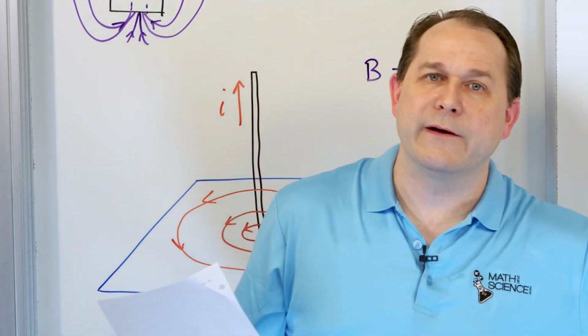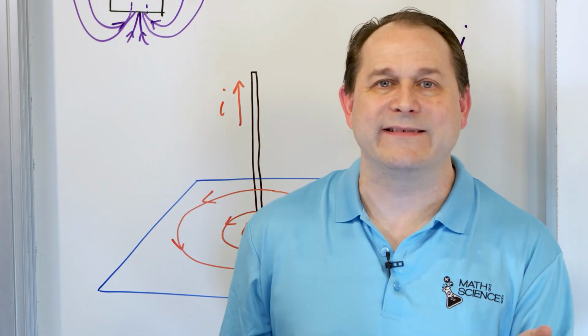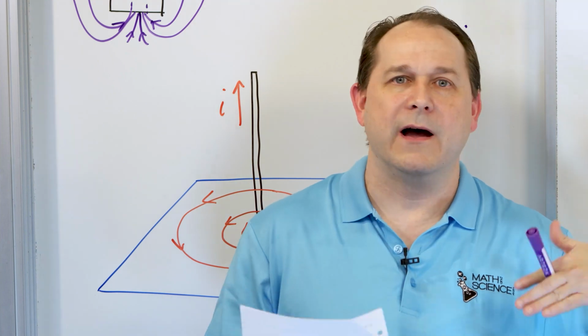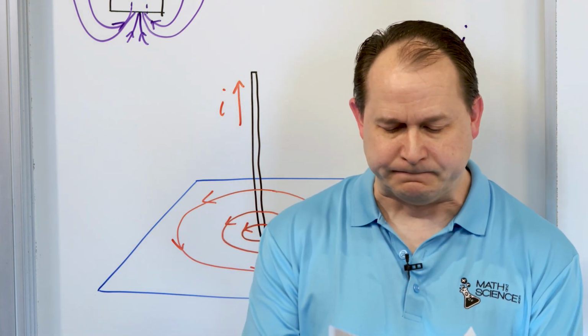The farther away you get from the wire, the weaker the magnetic field is. That's exactly what you would have guessed if I just asked you how it worked before, but this is what the equation predicts. It's going to be important in just a second.